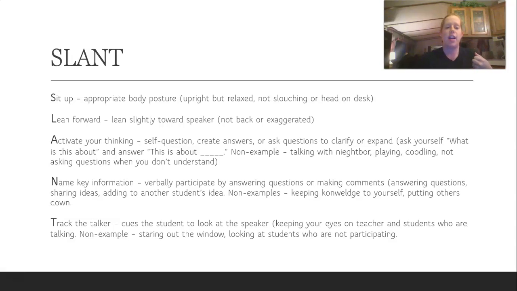T is track the talker. So this cues the student to look at the speaker, whether that's the teacher that's speaking or the students who are talking. So you're going to have your eyes on whoever it is that is talking. So you are engaged and they know that you are engaged. Some non-examples would be staring out the window or looking at students who are not participating, or just kind of looking around the classroom. So you want to make sure that you're looking at the people who are talking.